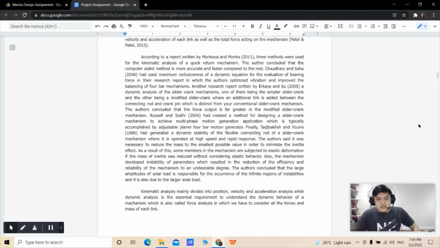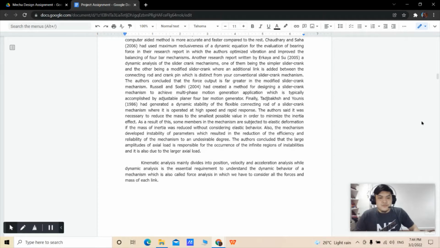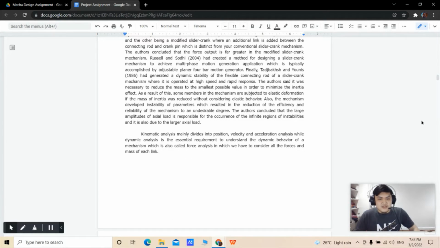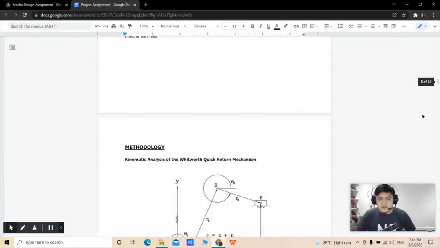Finally, the authors also concluded that the large amplitudes of axial load are responsible for the occurrence of the infinite regions of instabilities, and this is also due to the larger axial load. Kinematic analysis mainly divides into position, velocity, and acceleration analysis, while the dynamic analysis is the essential requirement to understand the dynamic behavior of a mechanism, which is also called force analysis, in which we have to consider all the forces and mass of each link.